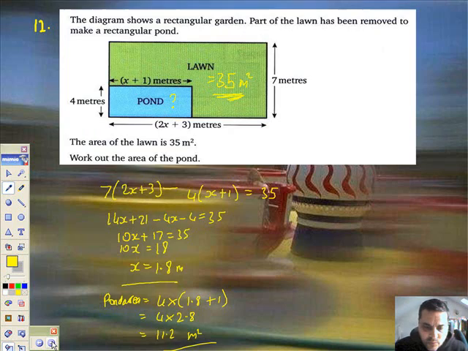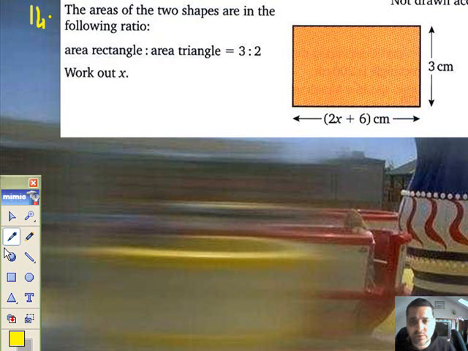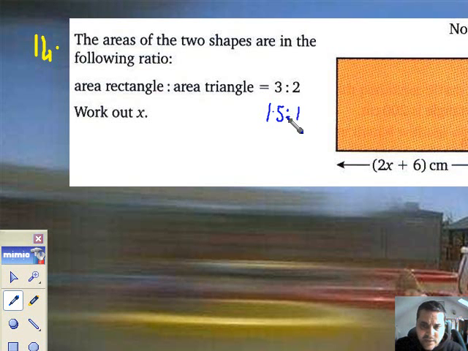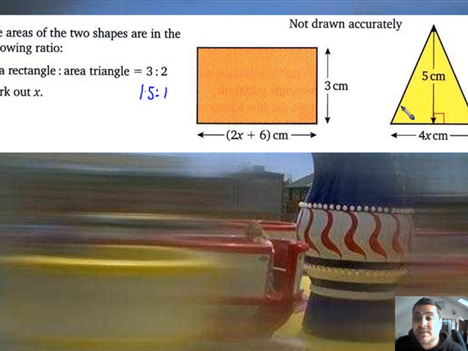That's question 12 done. What else we got? Question 14 is tricky, very tricky. Mathematically easy, but getting your head around what to do with the ratio is tricky. The areas of the two shapes are in the ratio of rectangle to triangle, 3 lots to 2 lots. If I simplify the ratio, this will be 1.5 to 1. In other words, the rectangle is 1.5 times as big as the triangle, essentially. You happy with that?